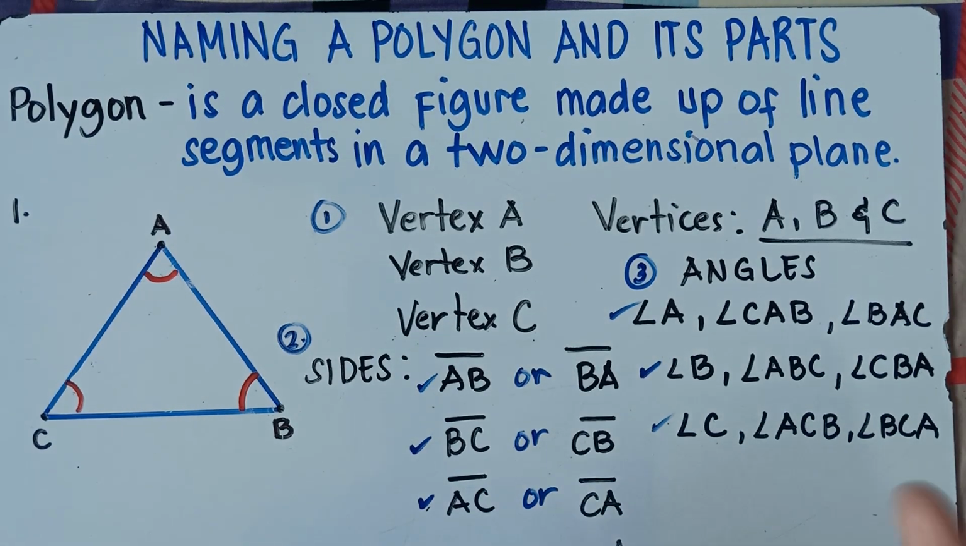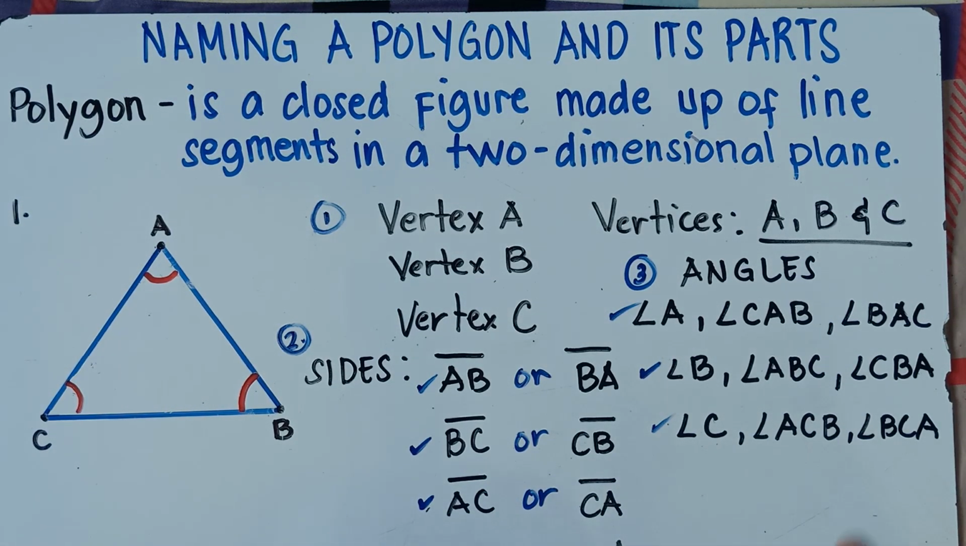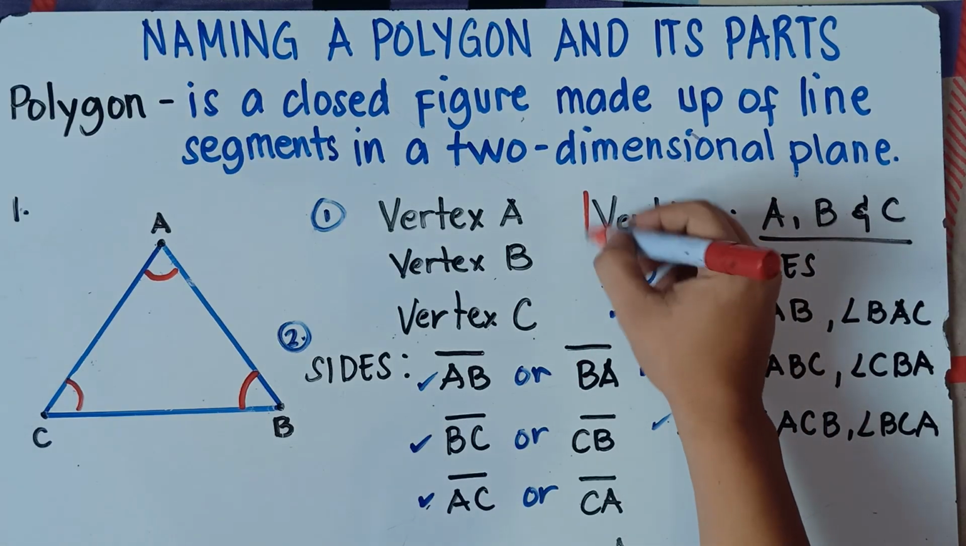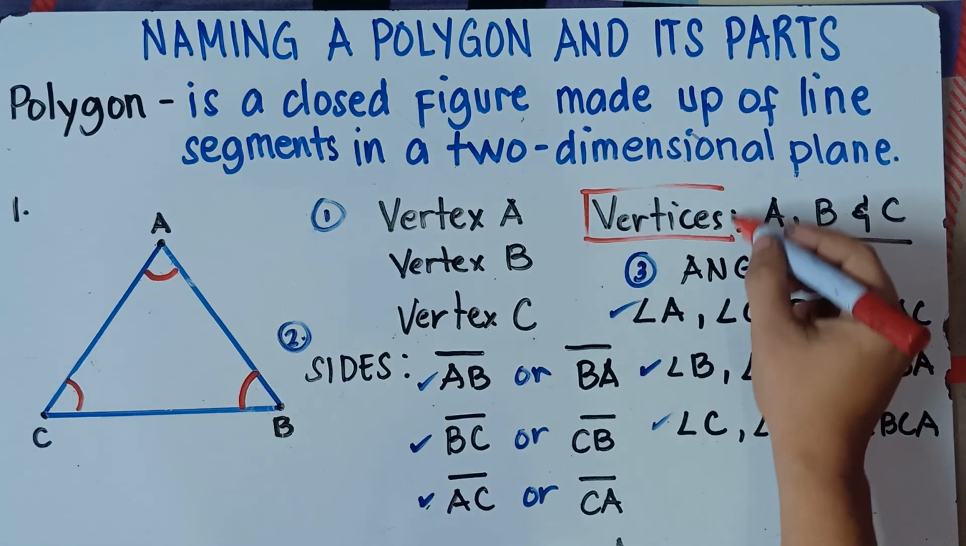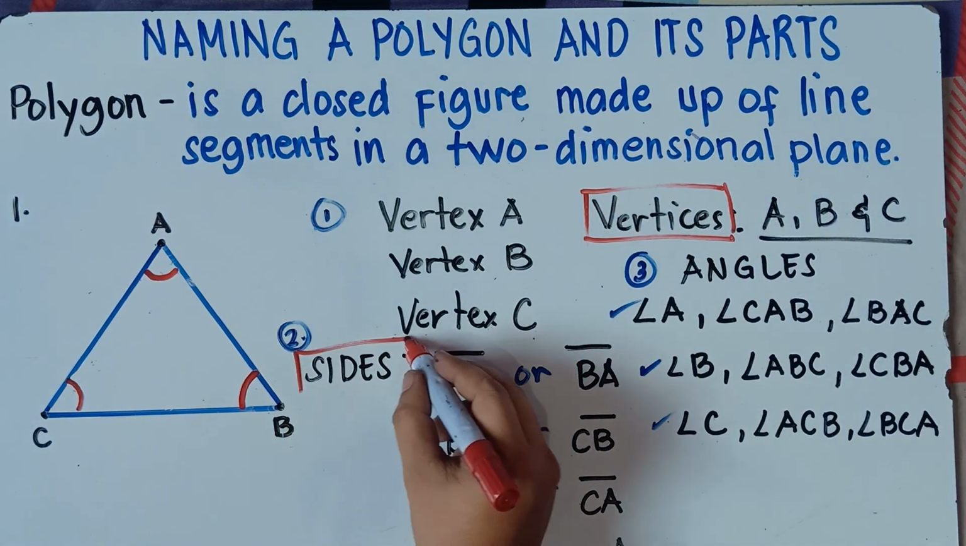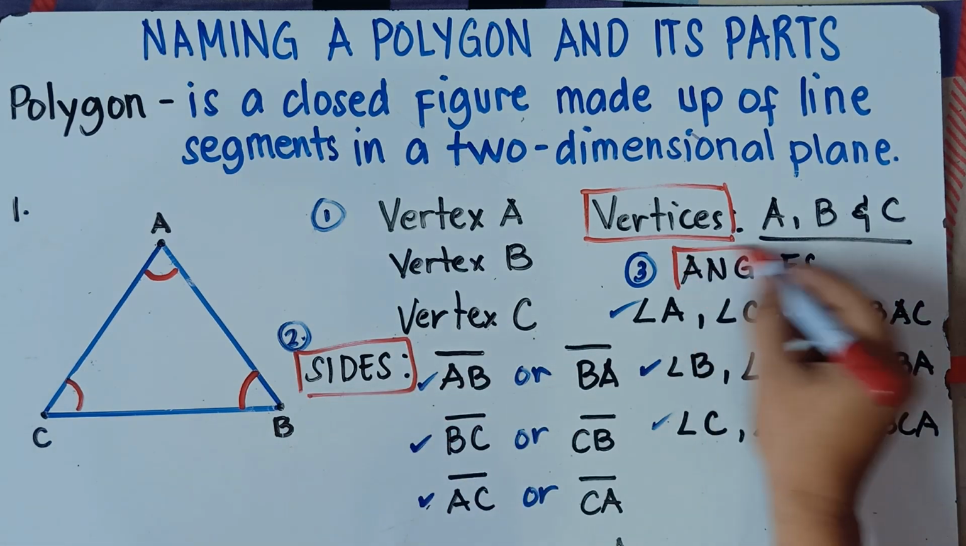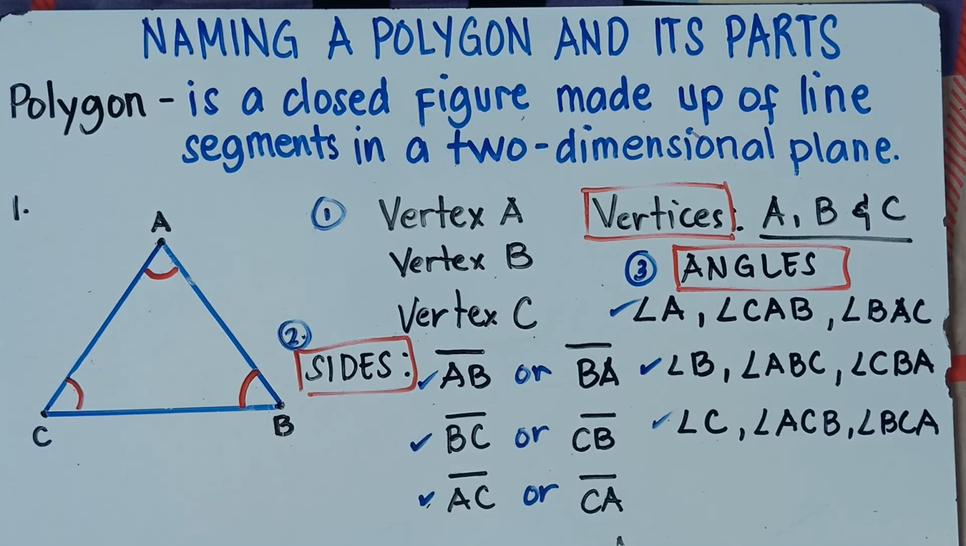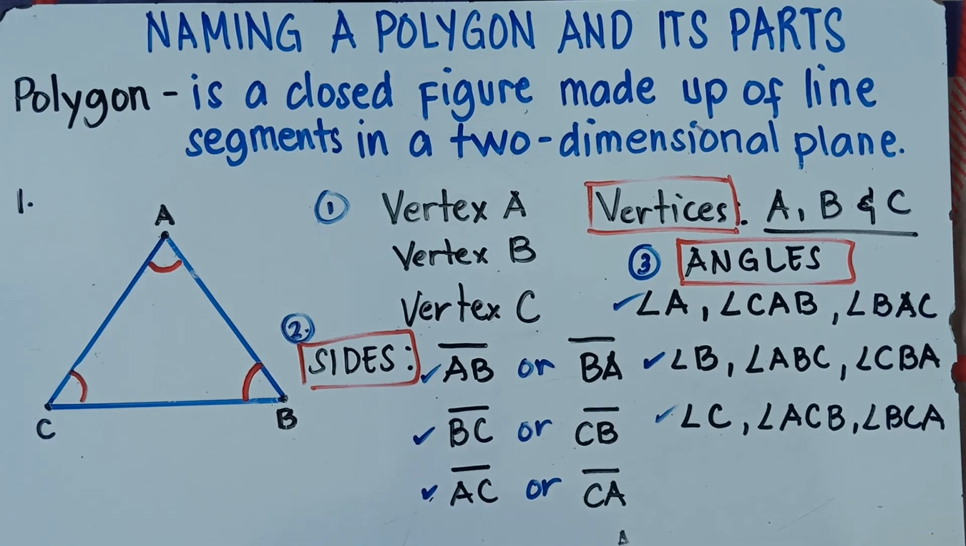We have the vertices, the sides, and the angles. So let me just box it in red. We have the vertices, we have the sides, and we have the angles. Now, question: how will you name this polygon, sir?